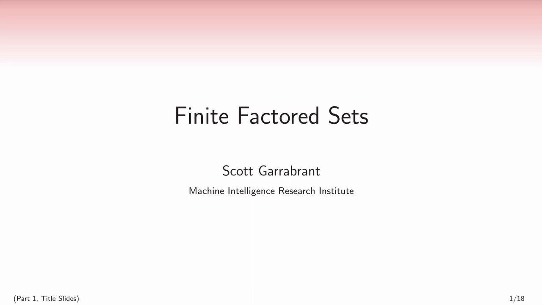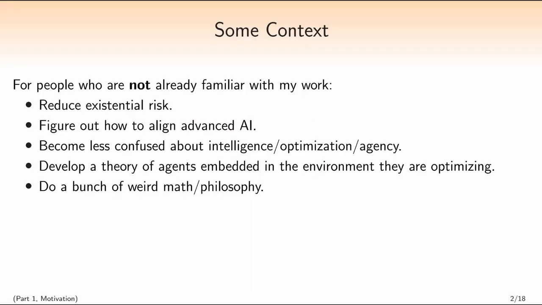Okay, finite factored sets. So I'll start with some context. For people who are not already familiar with my work, my main motivation is to reduce existential risk. I try to do this by trying to figure out how to align advanced artificial intelligence. I try to do this by trying to become less confused about intelligence and optimization and agency and various things in that cluster. My main strategy here is to develop a theory of agents that are embedded in the environment that they're optimizing. I think there's a lot of open hard problems around doing this.